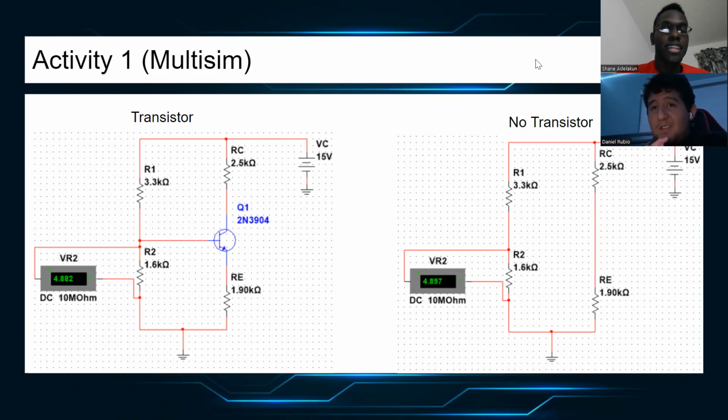Also to add, as you can see, the left side has a transistor and the right side doesn't. You look at our VR2s, it barely makes a difference in our calculations. VR2 is 4.882, and VR2 on the right side is 4.897.